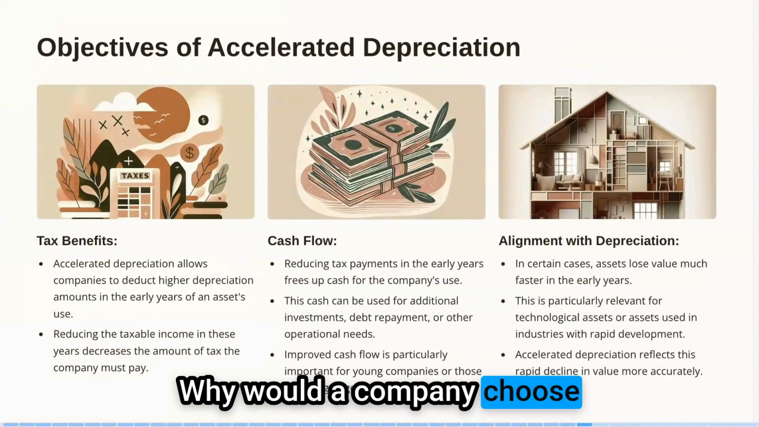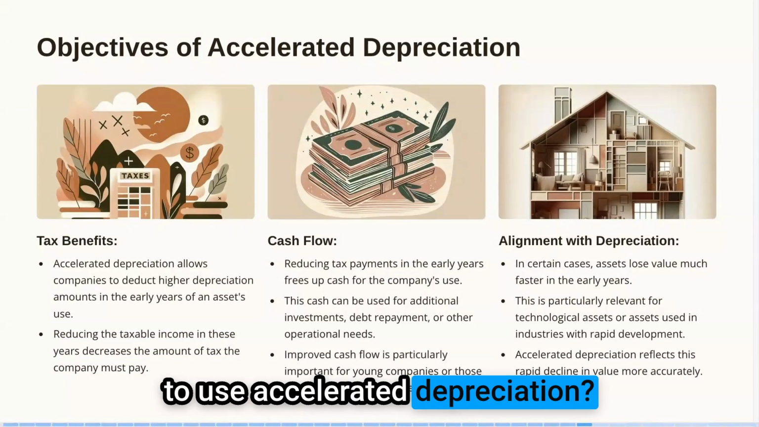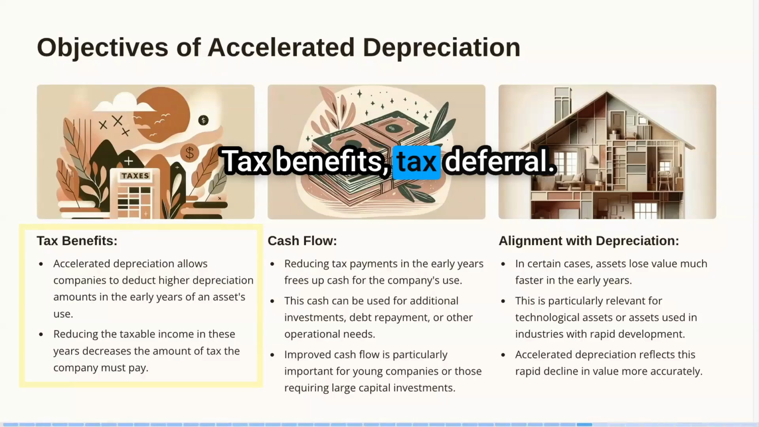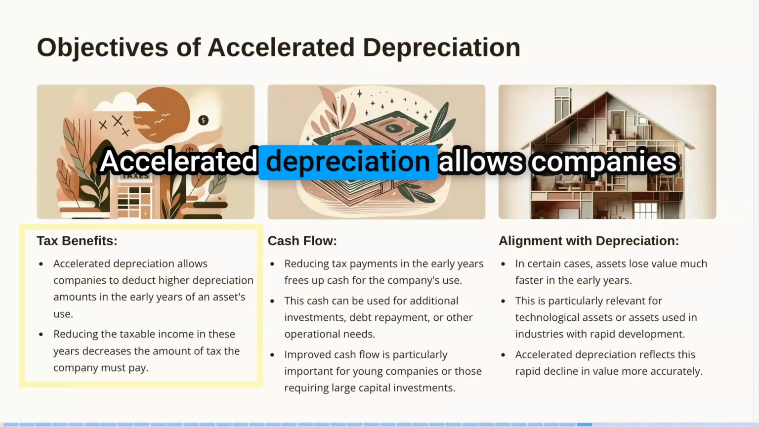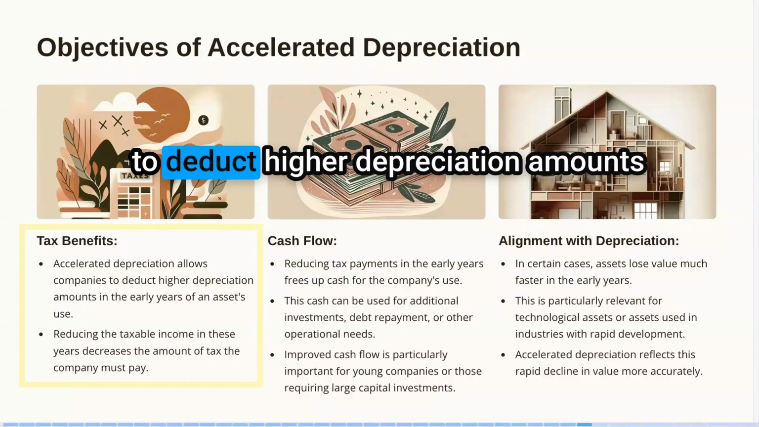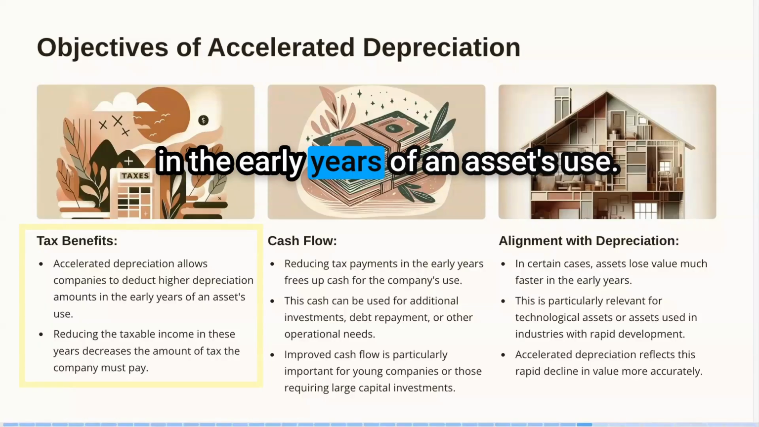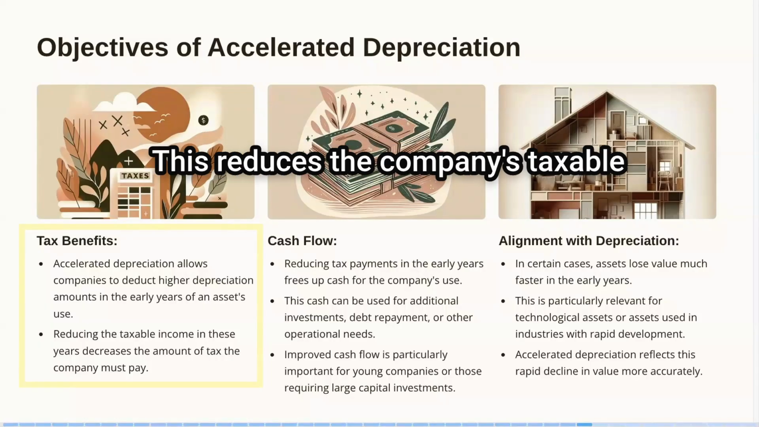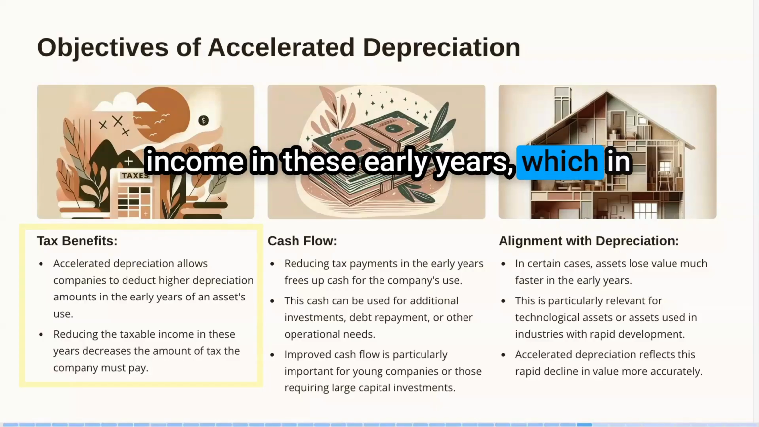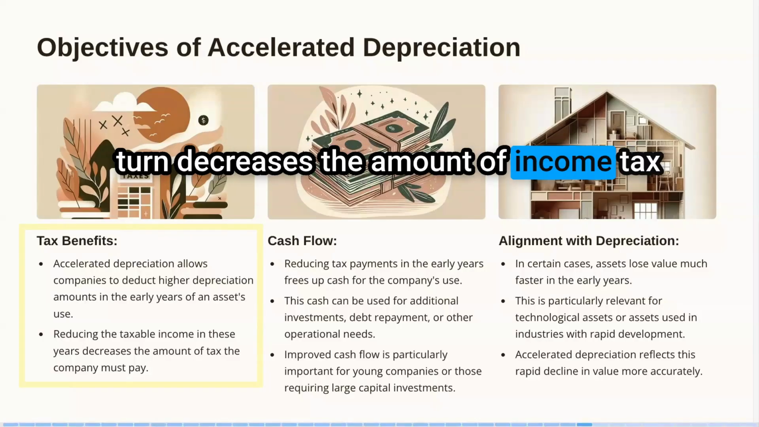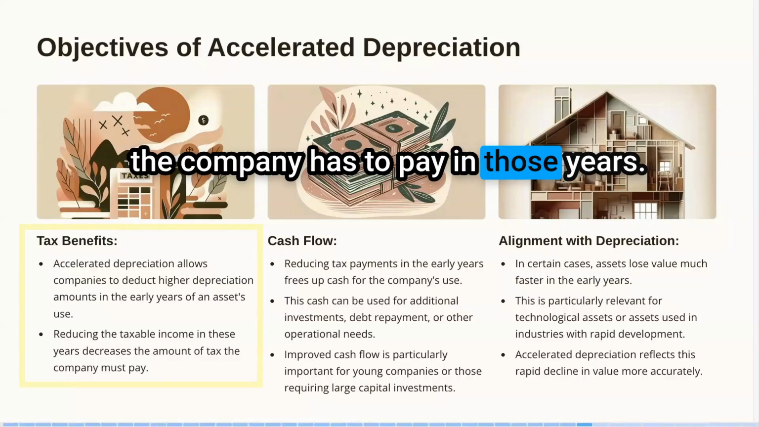Why would a company choose to use accelerated depreciation? Tax benefits, tax deferral. Accelerated depreciation allows companies to deduct higher depreciation amounts in the early years of an asset's use. This reduces the company's taxable income in these early years, which in turn decreases the amount of income tax the company has to pay in those years.